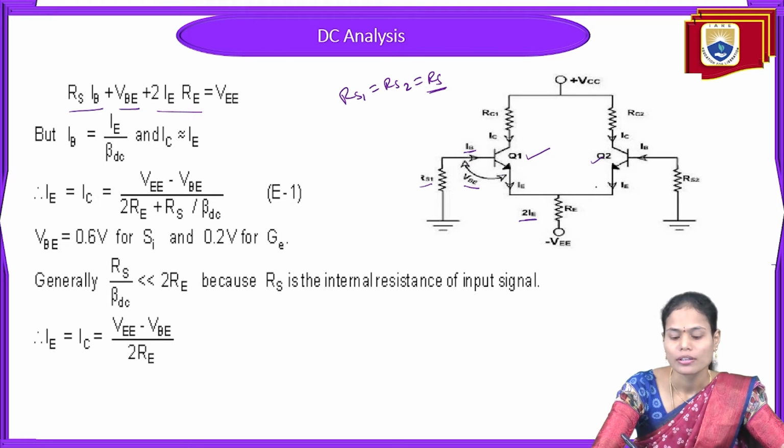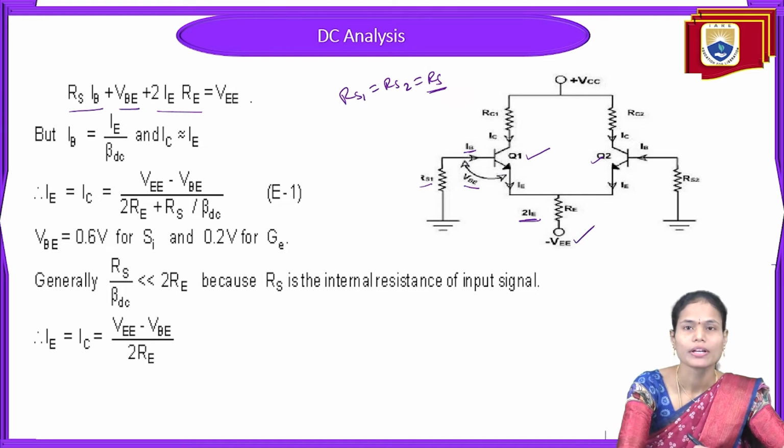Both are run with the same emitter resistance, so the current flowing is also the same in both resistances. That's why we are taking here 2IE equal to VEE. But the base current IB is equal to IE by beta DC.